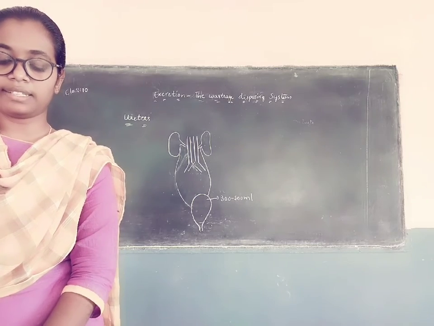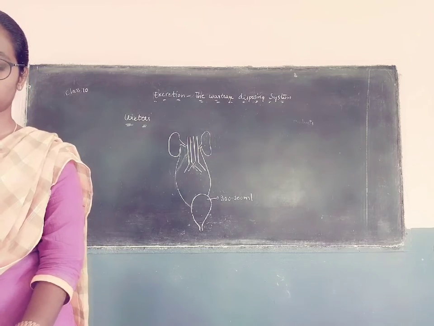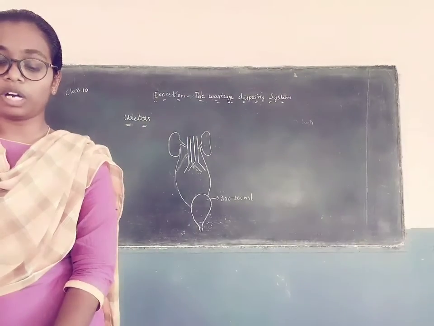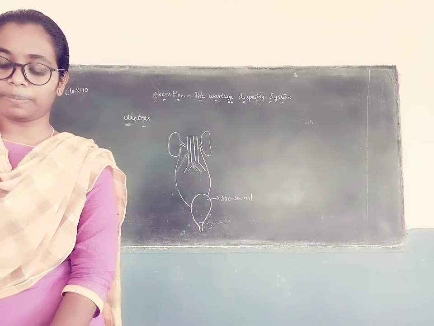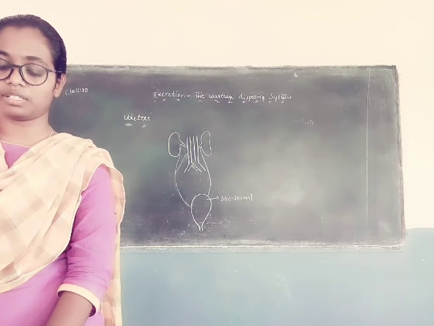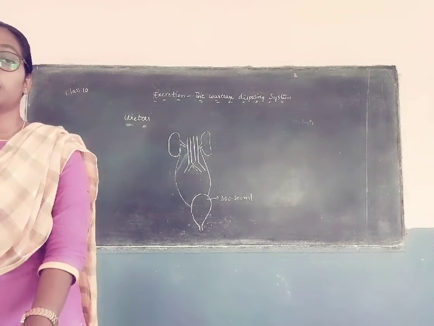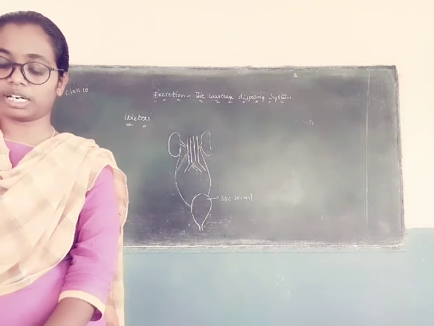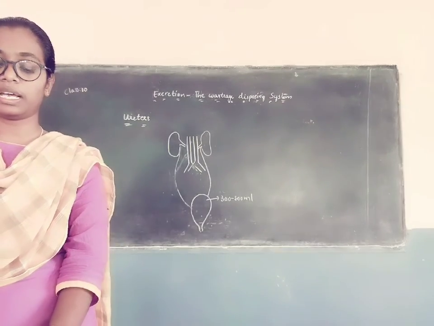Okay, urine contains 96% of water, 2.5% of organic substances such as urea, uric acid, creatinine, water-soluble vitamins, hormones and oxalates, etc., and 1.5% of inorganic solids such as sodium, chloride, phosphate, sulfate, magnesium, calcium, iodine, etc. It is acidic. The pH is 6.0 in the beginning but becomes alkaline on standing due to the decomposition of urea to form ammonia.